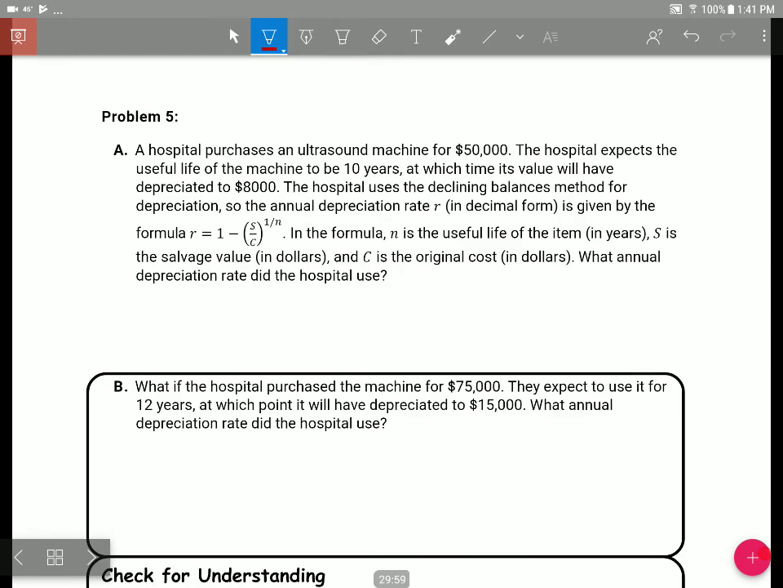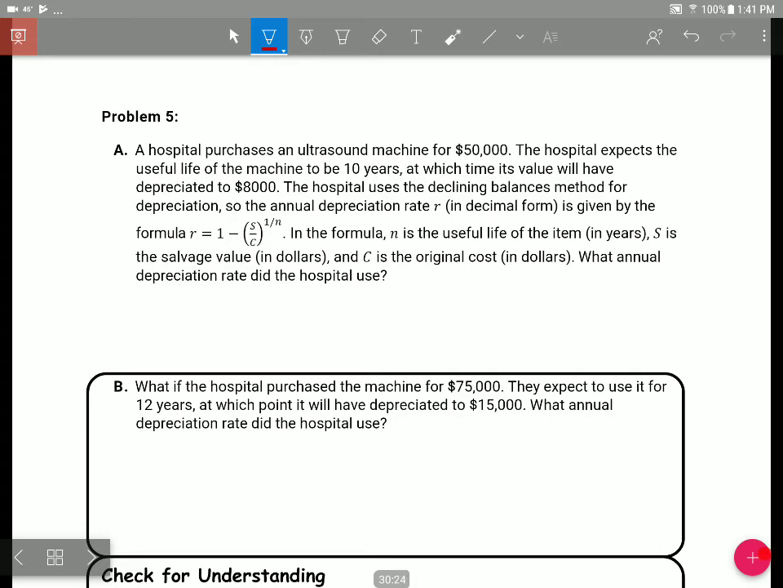A hospital purchases an ultrasound machine. Anybody here not know what an ultrasound machine is? Just kidding. It doesn't matter if you know what one is or not. Who cares? They could say, I'm selling purple spotted tiddlywinks. A hospital purchases an ultrasound for $50,000. They expect the useful life of the machine to be 10 years. Okay, it's going to last 10 years.